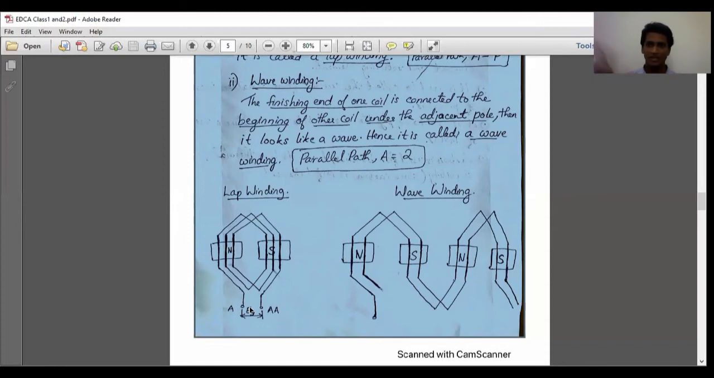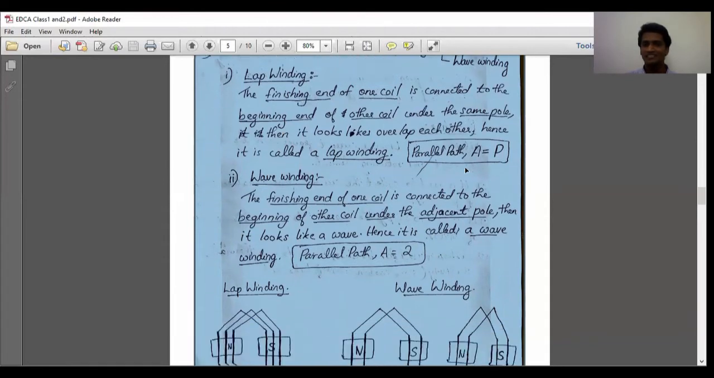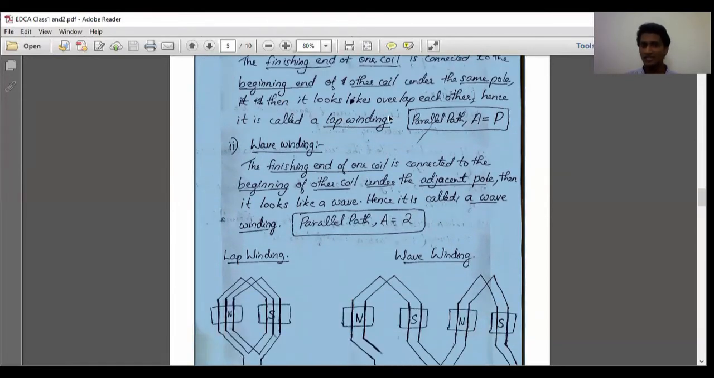Clear? Again, what is a lap winding? By definition, the finishing end of one coil is connected to the beginning end of another coil under the same pole. That is what I said, under the same pole, and it looks like overlapping each other, hence it is called lap winding.